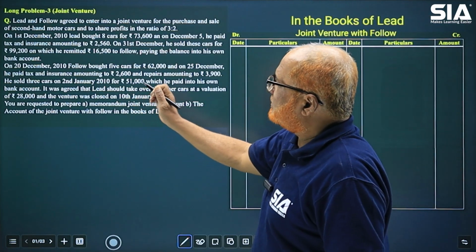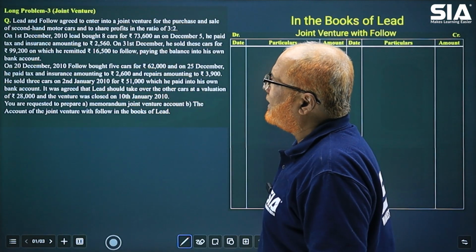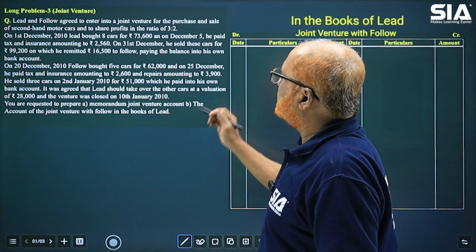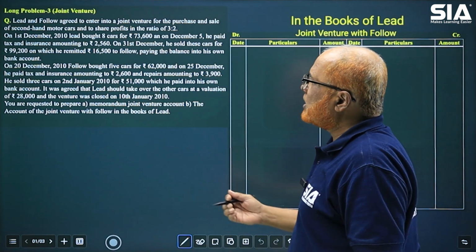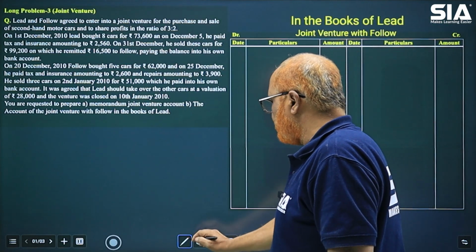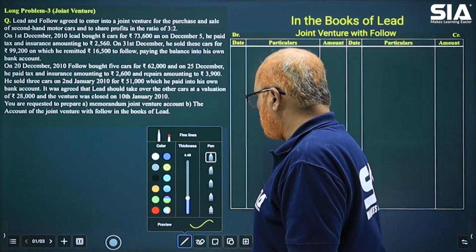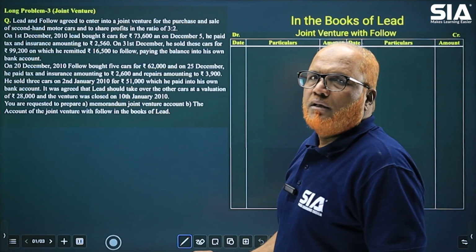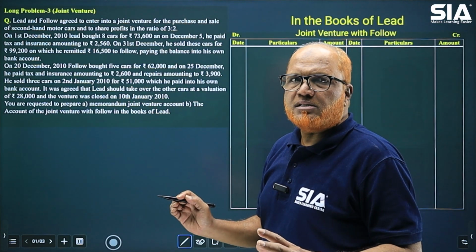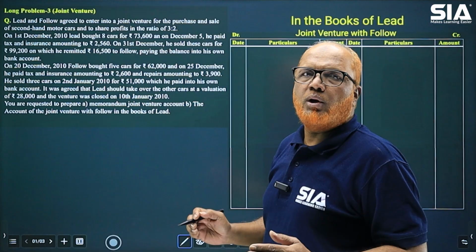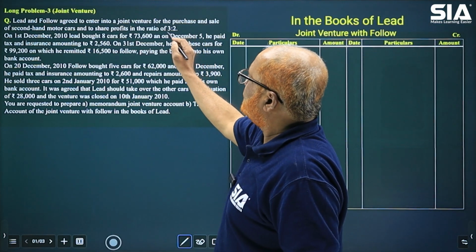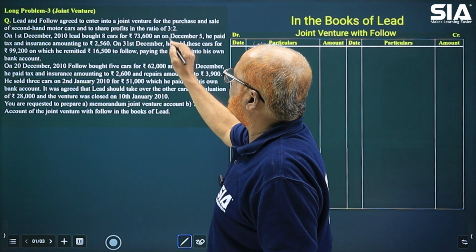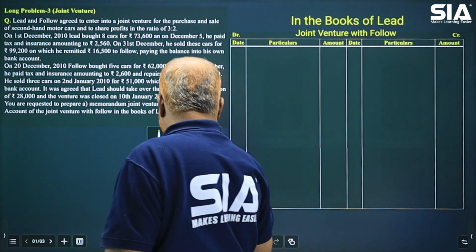Now the problem goes like this. Lead and Follow agreed to enter into a joint venture for the purchase and sale of second-hand motor cars and to share profits in the ratio of 3:2. So the main business is buying and selling old second-hand motor cars. Profit sharing ratio 3:2.